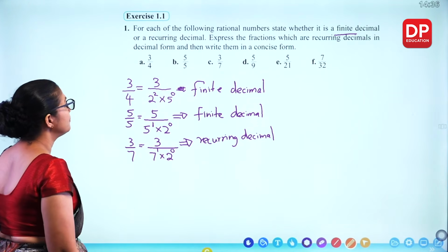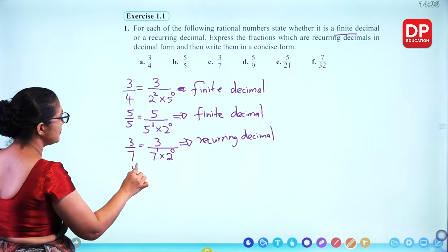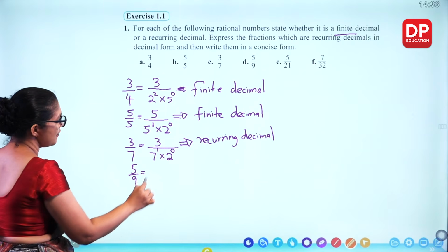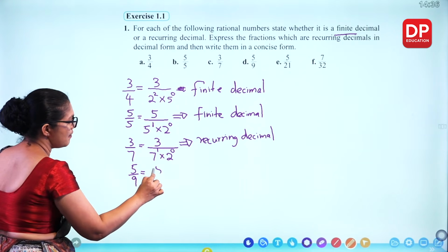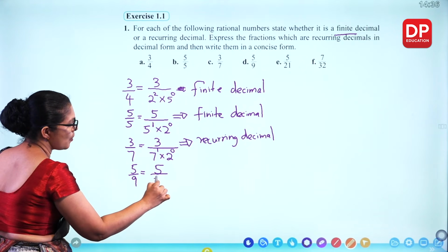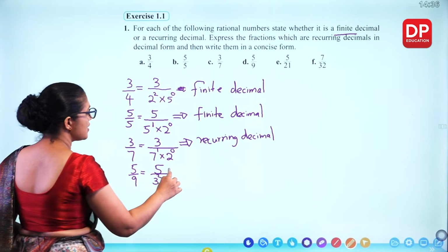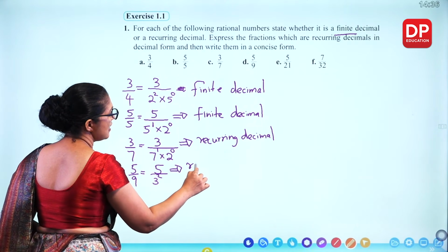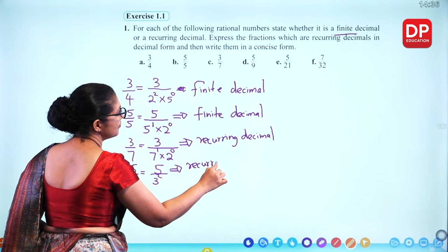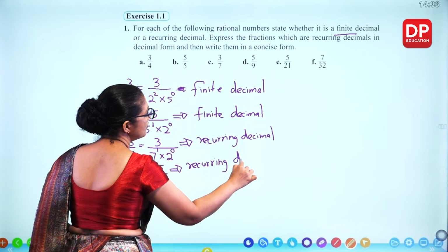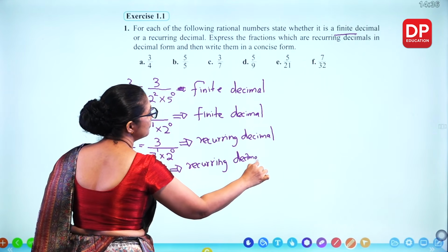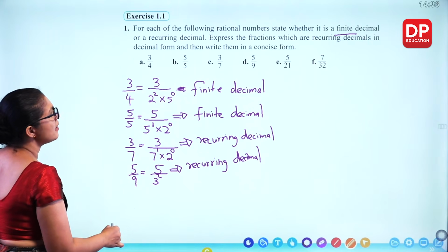What about this one? 5 over 9. Can we write down 5, 9, we can write 3 squared. Here 3 is there. So here straight away we can say that's a recurring decimal.